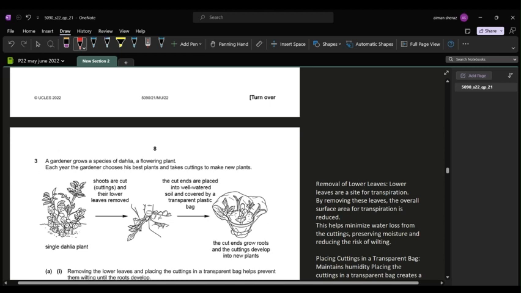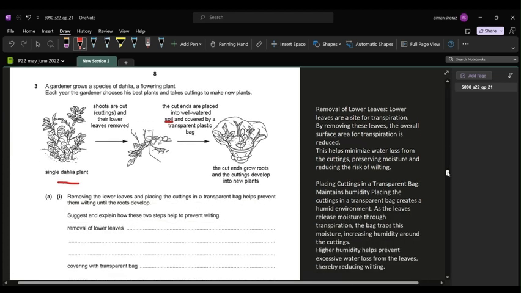Question number 3. A gardener grows a species of dahlia, a flowering plant. Each year, the gardener chooses his best plants and takes cuttings to make new plants. So, if this is a single dahlia plant, the shoots are being cut out and their lower leaves are removed and they are placed into well watered soil. That means you provide good environmental conditions and it is covered by a transparent plastic bag. Then the cuttings would grow into new plants.